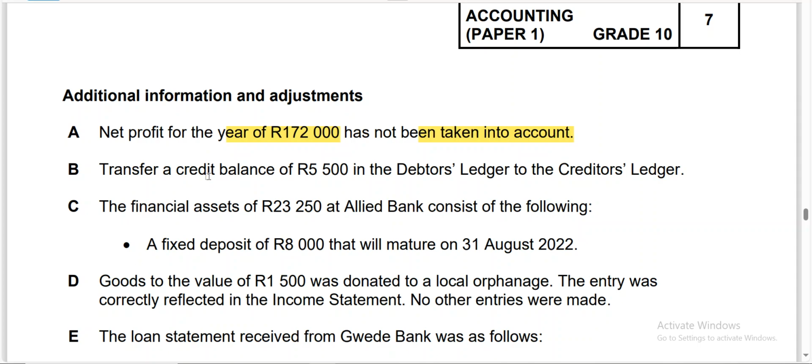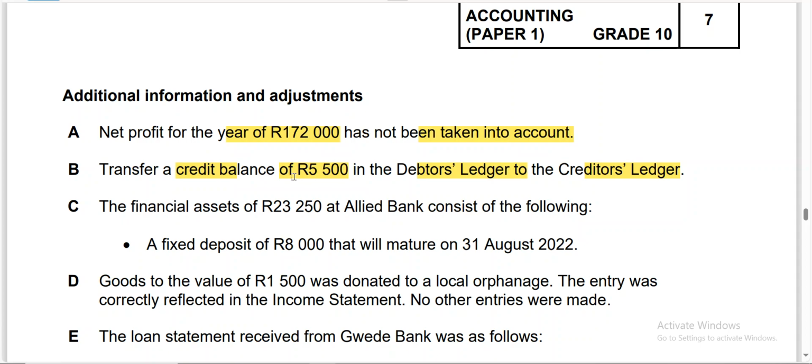Next, they say transfer a credit balance of 5,500 in the debtors ledger to the creditors ledger. So I check this credit balance is on the credit side. So when I transfer it, I have to record it on the opposite side of that. I remember here, this 5.5. They're saying transfer a credit balance of 5,500 in the debtors ledger. So it's very important for me to note here that my debtors ledger normally has a debit balance. But they say it has a credit balance.